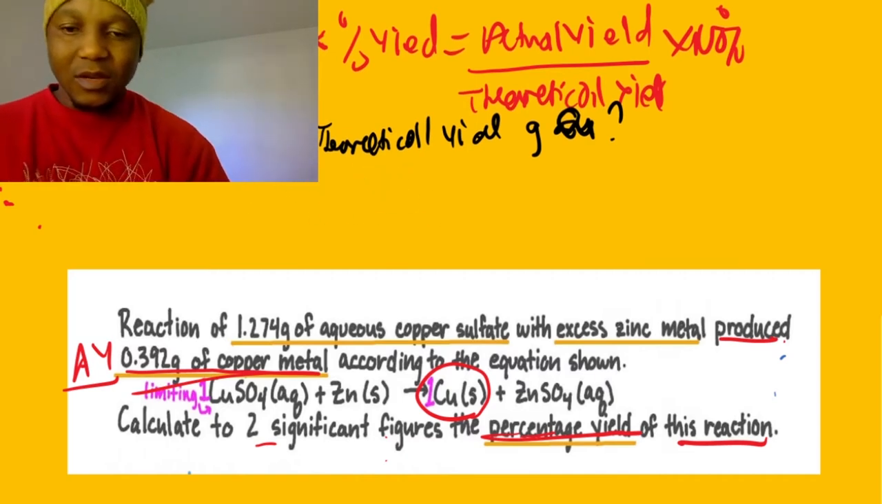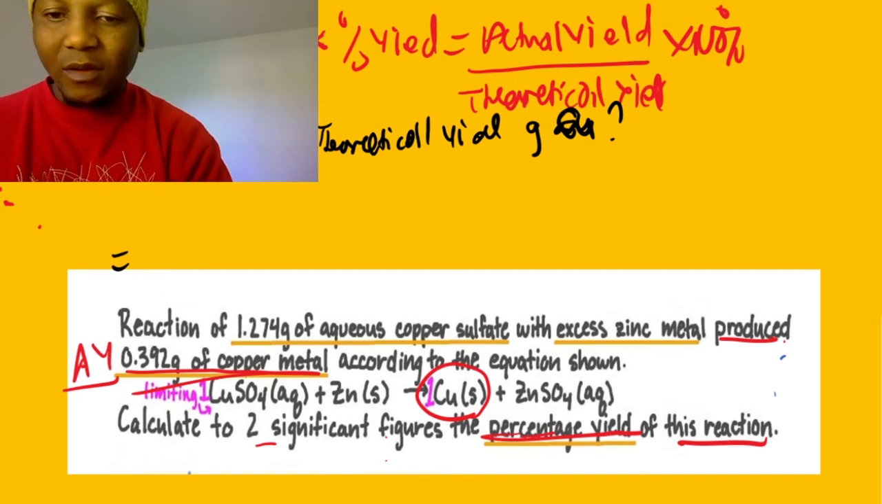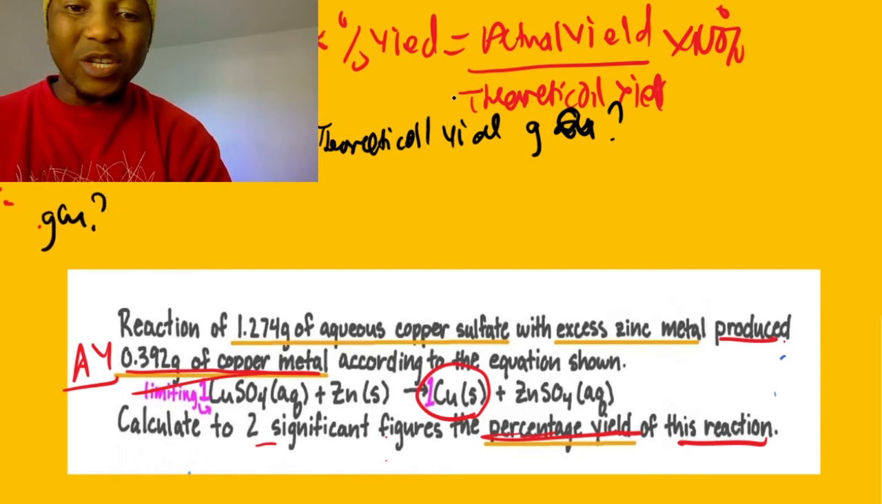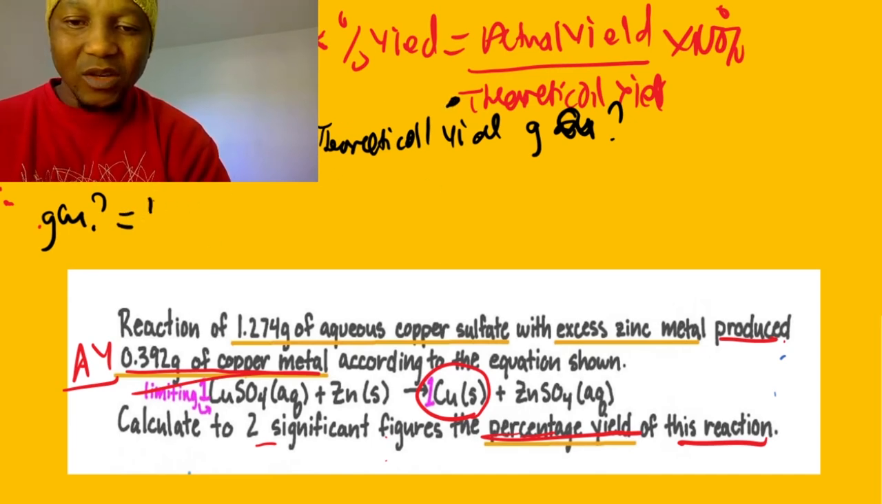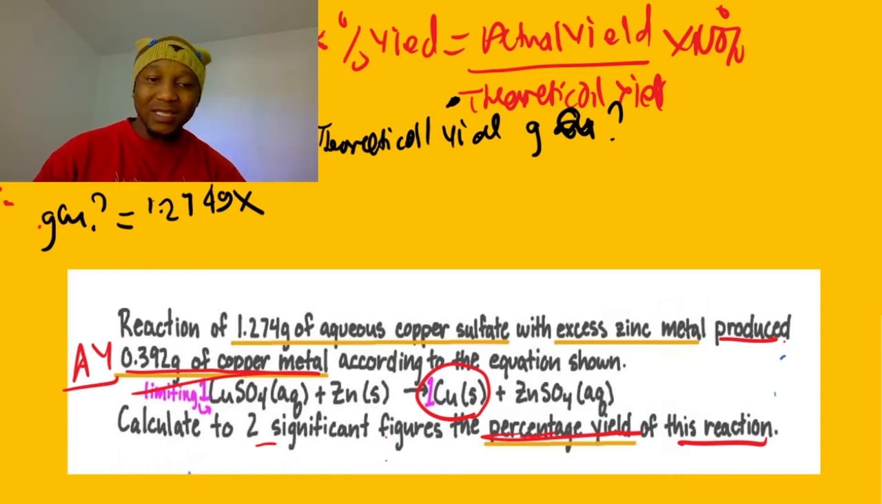So I'm going to say here equal. So we want to get grams of copper, the theoretical yield. Equal. Now take the mass reacted, which is 1.274 grams. And then you multiply, just like I said before.